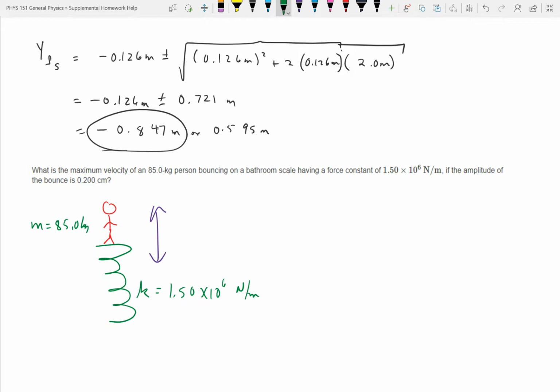What does the amplitude mean? From the halfway to. Yes, from the middle point. So from the origin, well, not the origin, but that. So we have the amplitude there and the amplitude there. And this here is the equilibrium spot in the center. And so the amplitude is equal to 0.200 centimeters.